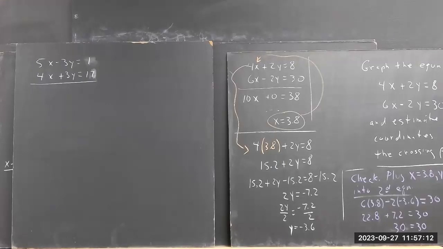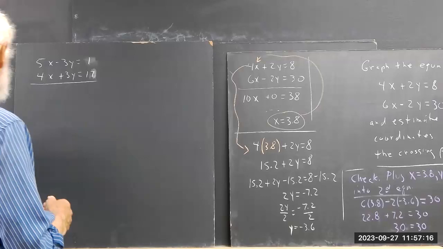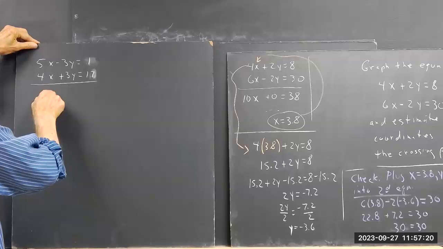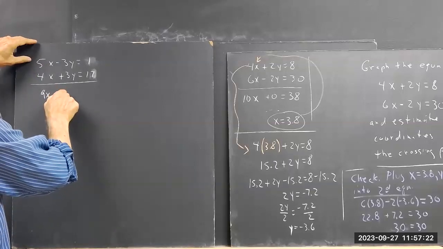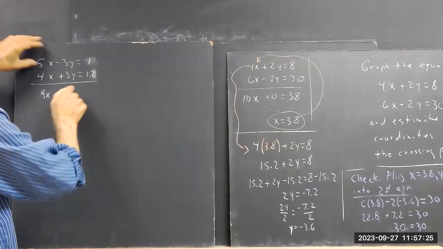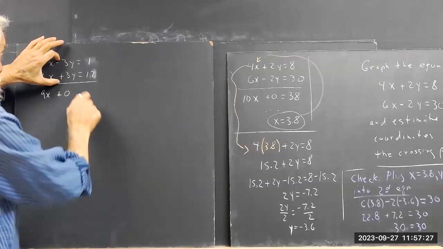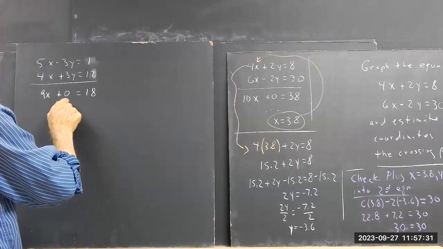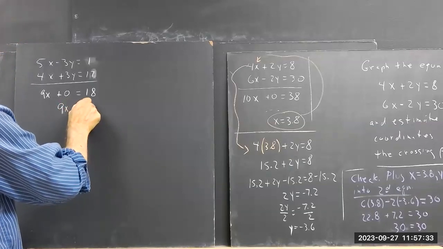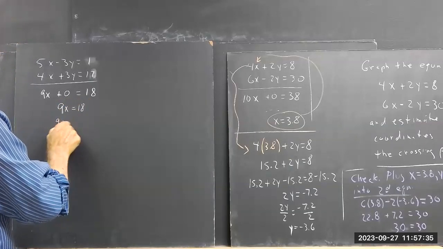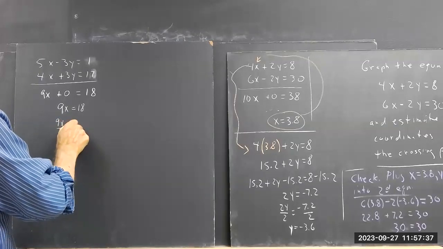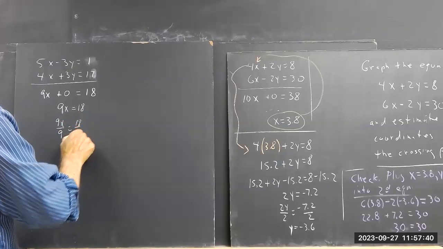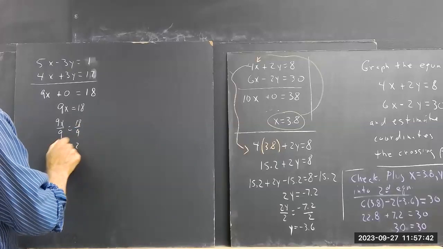Okay, well, hopefully you paused and solved this equation. So what we get if we add these two equations is we get 9x, adding the x's, plus 0. And if we add negative 3y and 3y, we get 0. That equals 18. And of course, that becomes 9x equals 18. Divide both sides by 9 and get x equals 2.